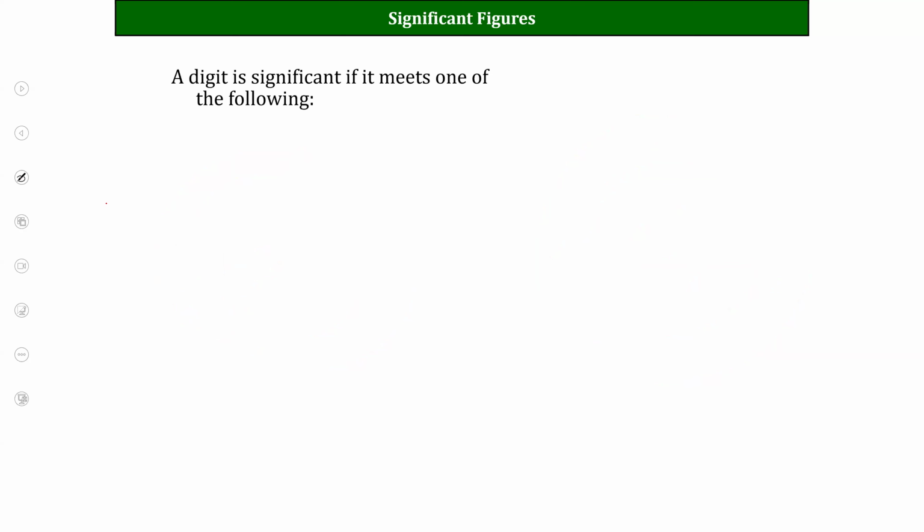Well, for the most part, we look at how many digits got measured, how many significant digits we have. I was taught to call them significant figures. More modern textbooks call them significant digits. They mean the same thing. I'm probably going to call them significant figures because that's what I've been doing for the last however many years. But they mean the same thing, right?